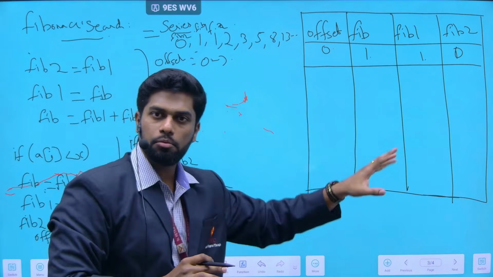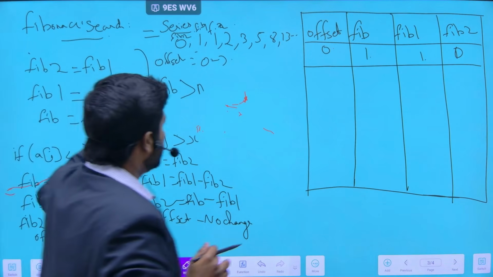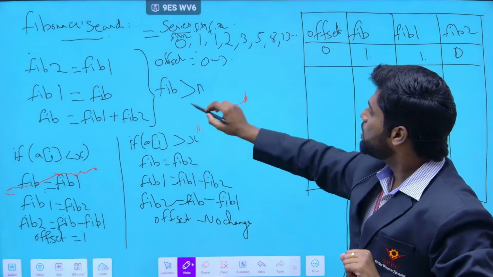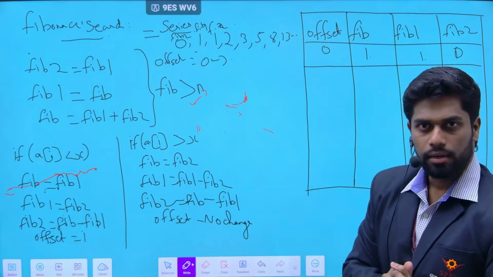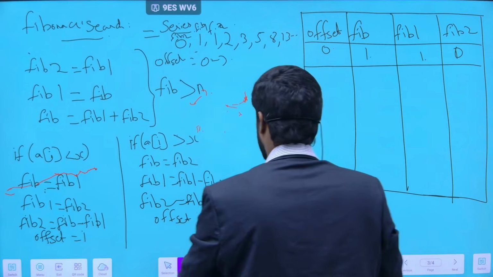From that I am going to apply this formula. Wait, I will say what is the use of this. Fib is greater than n.